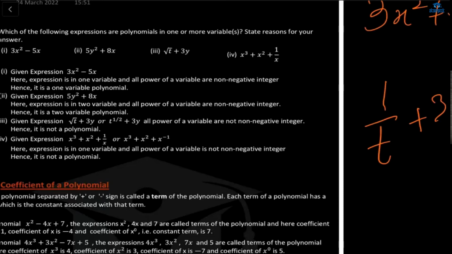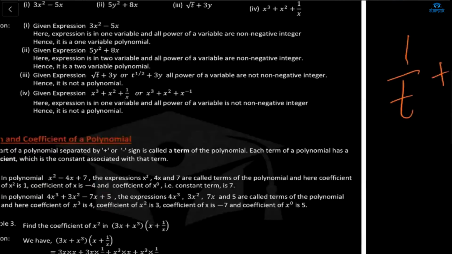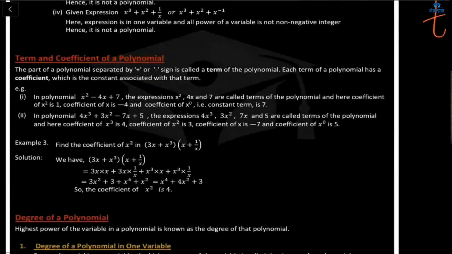Now the last one, the fourth one. Do you want to try, Advika, the fourth expression? x cube plus x square plus 1 by x. Can you tell me if it is a polynomial or not? No, I don't think it's a polynomial. This is the 1 by x. Yeah, 1 by x. Because if you convert 1 by x, the power of x will be minus 1. So it is not a polynomial. And this is a polynomial in one variable, x. Okay, Advika? Yes, ma'am.